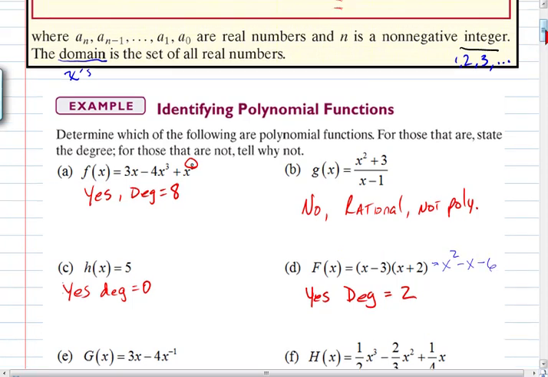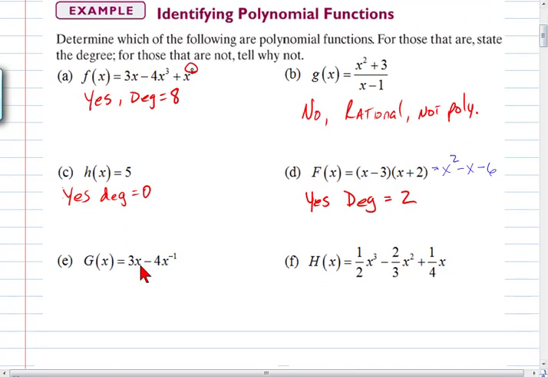How about E? G of x equals 3x minus 4x to the -1. Why not? The negative exponents. Do y'all remember your properties of exponents, what a negative exponent does? In order to make a negative exponent positive, let's recall, if we have anything raised to a negative exponent, we can make that negative exponent positive by moving that term into the denominator. So E actually is a not so obvious form of a rational function.